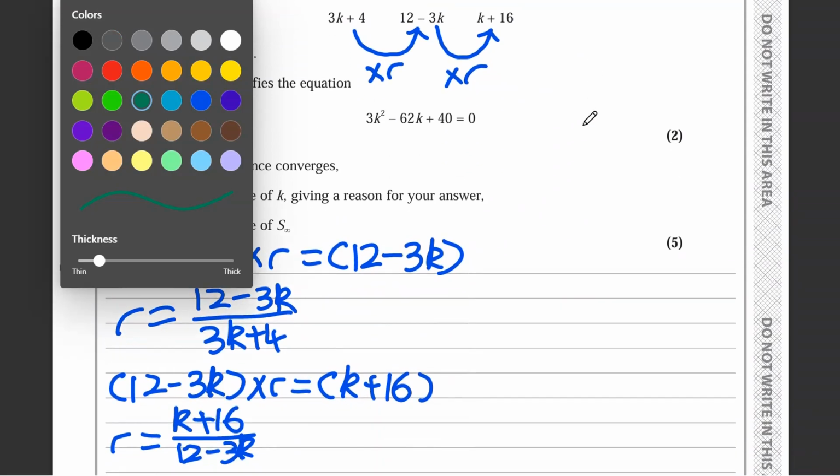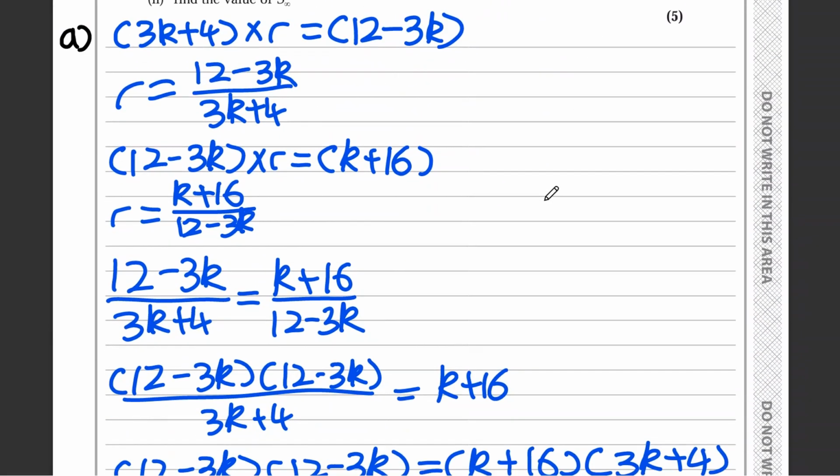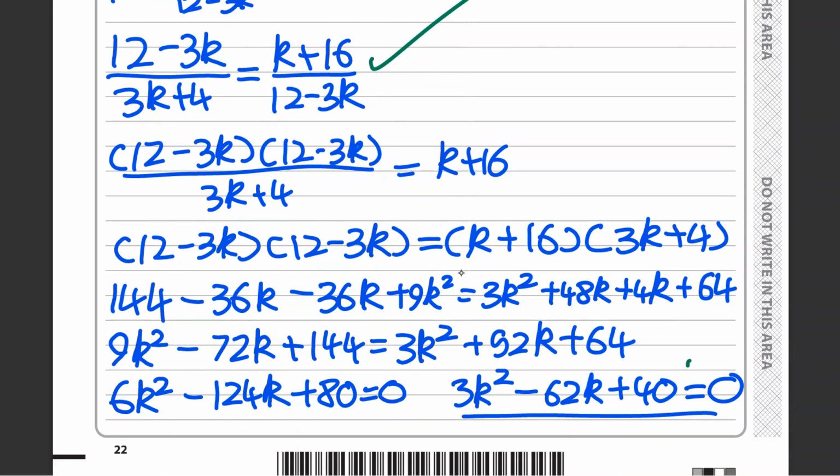To get the 2 marks here, you get 1 mark for getting this equation here, and you get another mark for rearranging it into this format here.